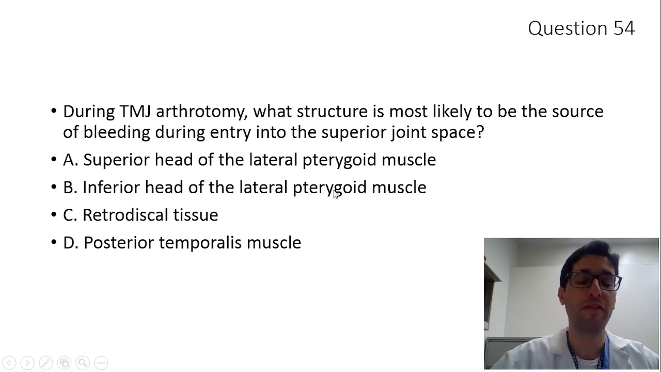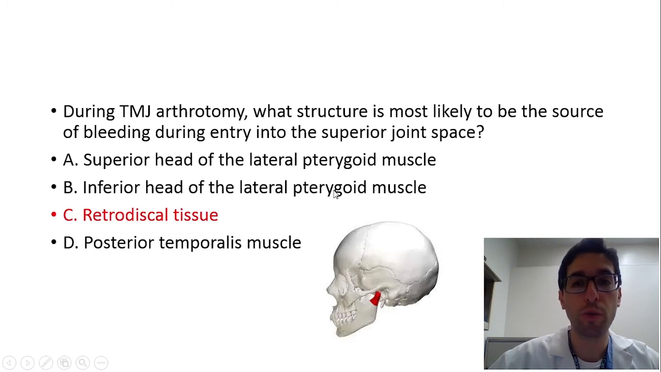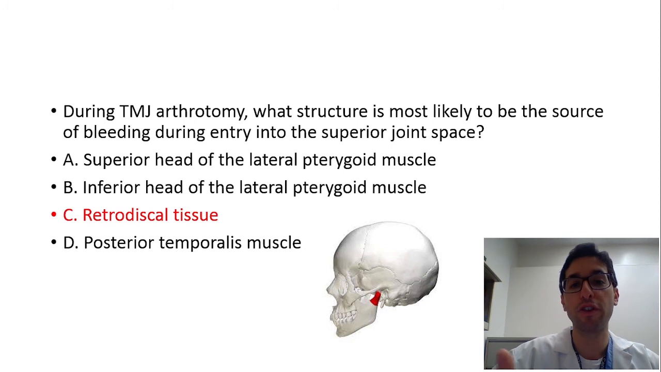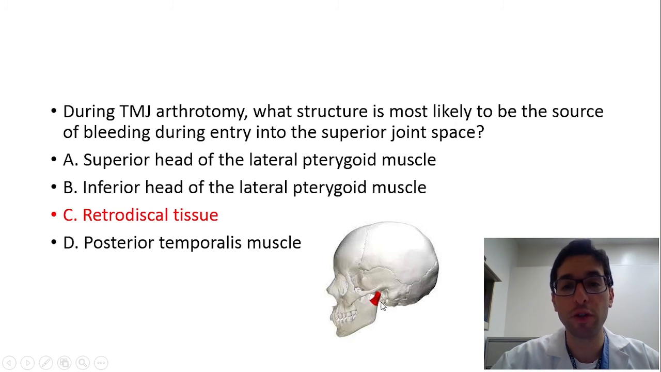No, definitely can't be. If you just think about it, when we do the surgery, we approach from the lateral aspect of the condyle, right? We approach from superficial to deep. So where is the lateral pterygoid? The lateral pterygoid is on the other side of the condyle. It's medial. So as you first enter into the joint space, are you going to be anywhere near the lateral pterygoid muscle? No, that's medial to you. But the retrodiscal tissue, that's what's going to bleed.